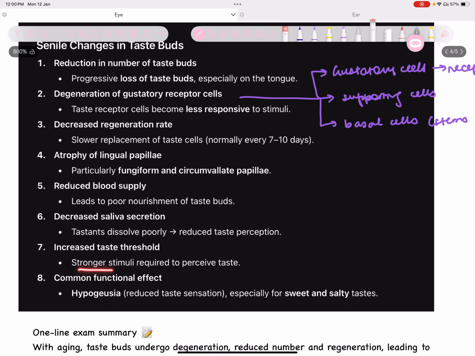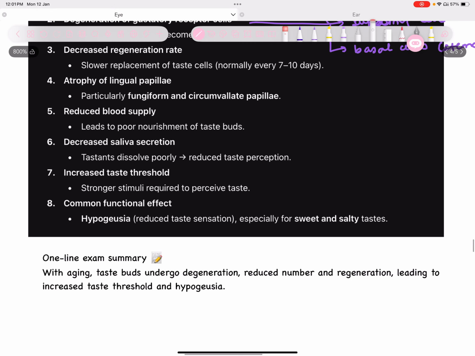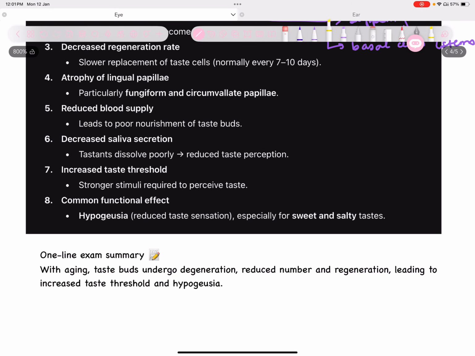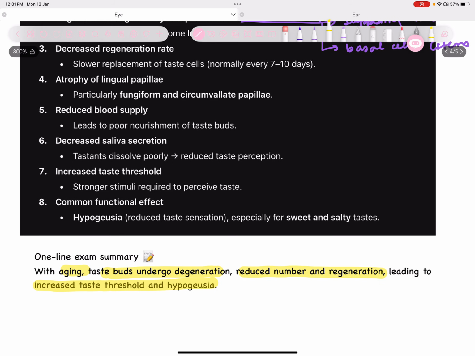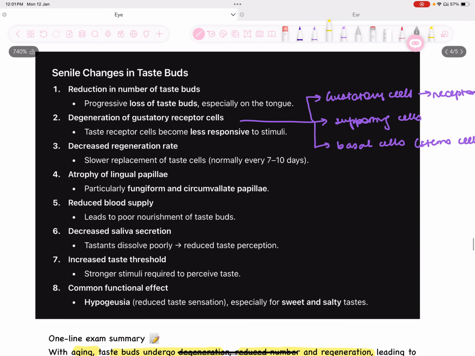Increased taste threshold, stronger stimuli required to perceive taste. The common functional effect is hypogeusia, reduced taste sensation, especially for sweet and salty taste. So a one-line summary would be: with aging, taste buds undergo degeneration, with reduced number and regeneration, leading to increased taste threshold and hypogeusia.